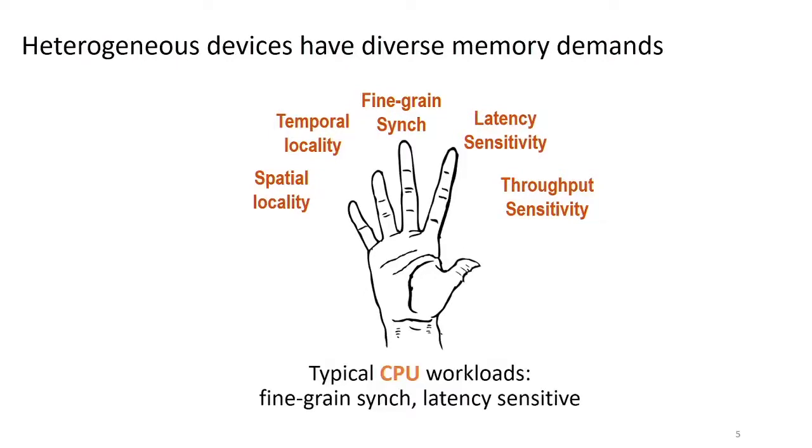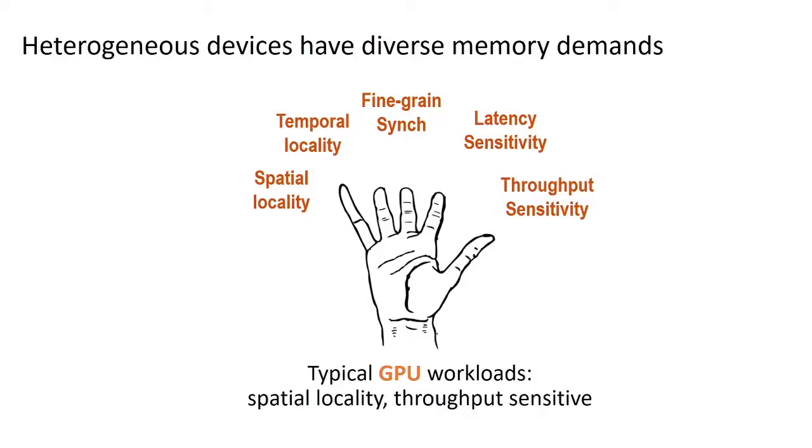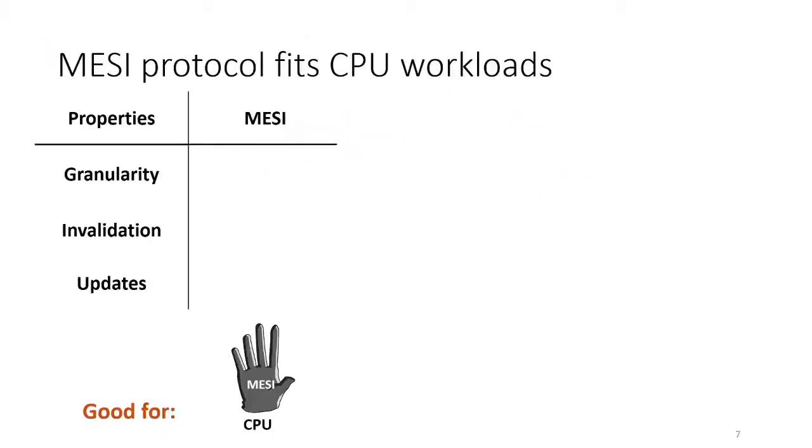So a typical CPU workload, for example, might exploit fine-grained synchronization and be latency sensitive. GPU workloads, on the other hand, exploit spatial locality and are throughput sensitive. And because of this, the types of coherence protocols that you want to run on each of these accelerators for best efficiency are different.